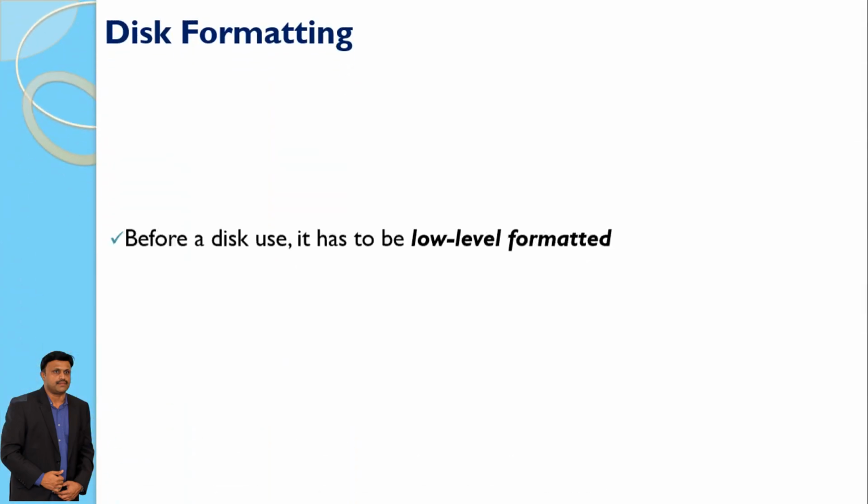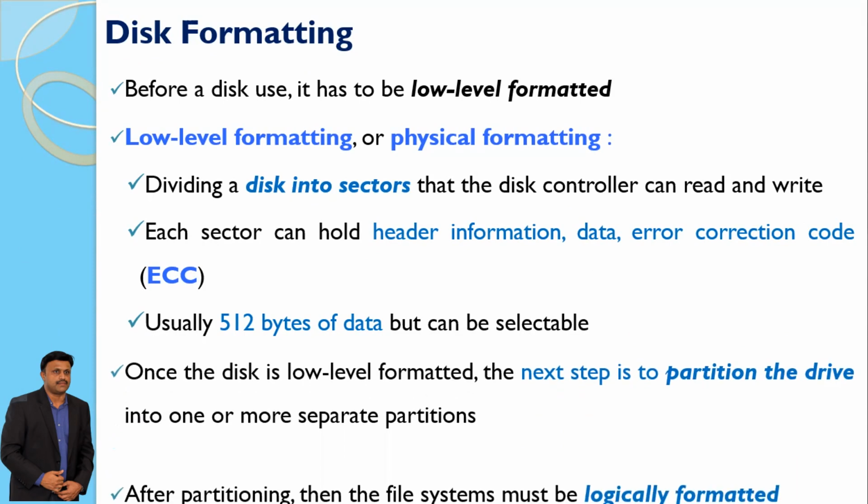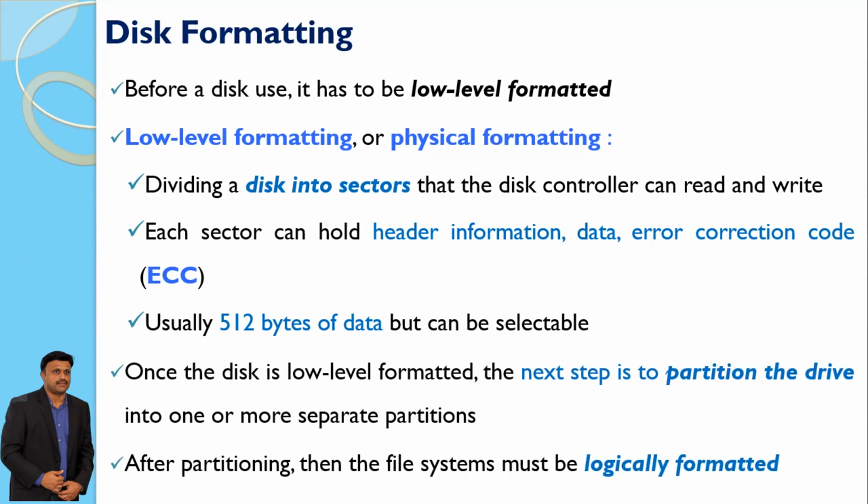Before a disk can be used, it must undergo low-level formatting. This process divides the disk into sectors that can hold data and error correction codes. After low-level formatting, the disk is partitioned and logically formatted to create file systems.